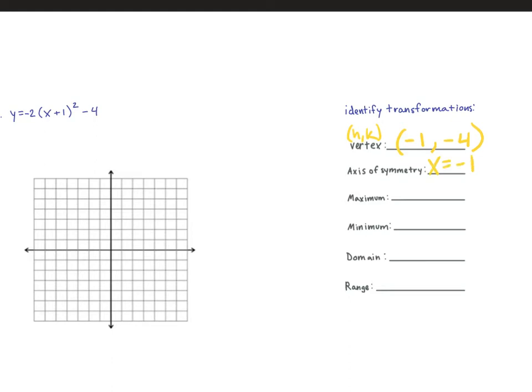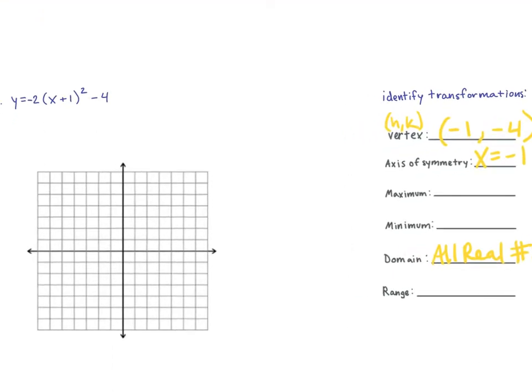And then what's our domain? All real numbers. So let's graph our vertex. We go to the left one and down 4. And then we put our dotted line right through it for our axis of symmetry. How do we find our second point on our graph?